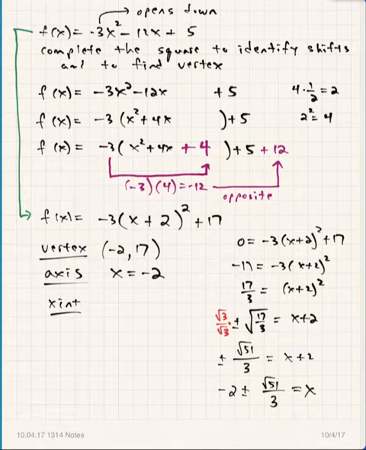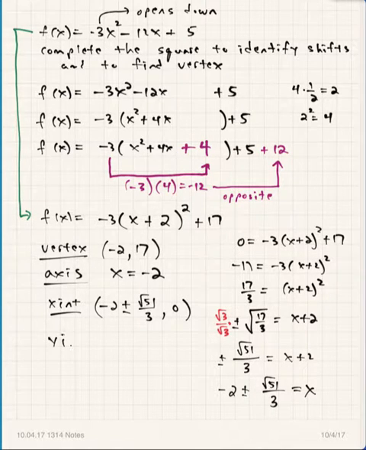And so those are our x-intercepts in this case, at -2 plus the square root of 51 over 3, and -2 minus the square root of 51 over 3. 0 would be the y coordinate. And you could use a calculator to approximate those if you needed to.